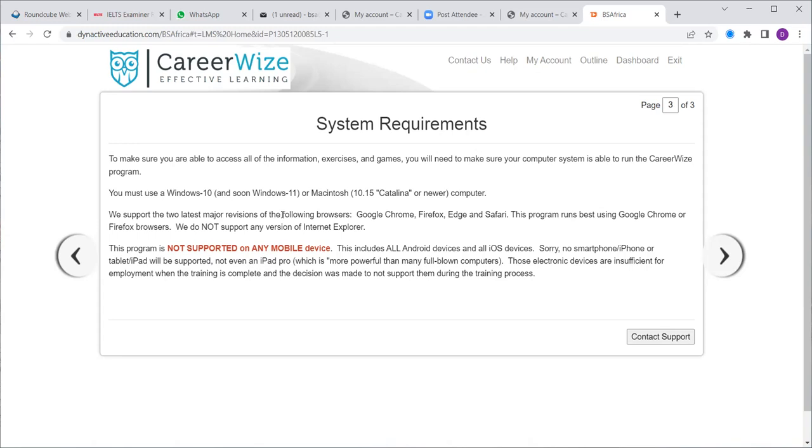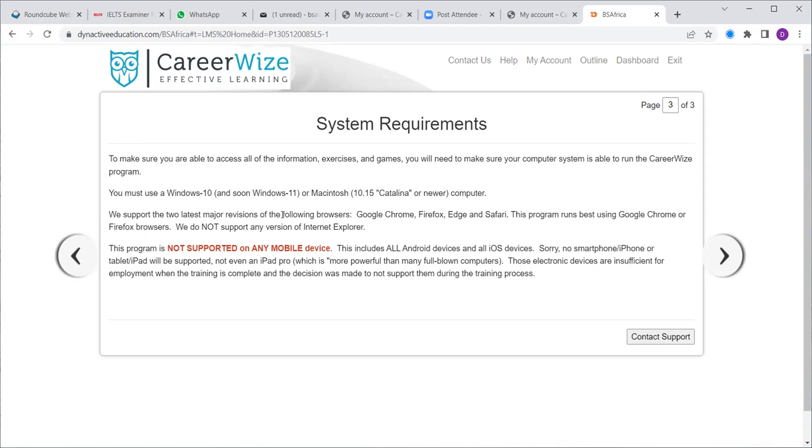This program is not supported on any mobile device. This includes all Android devices and all iOS devices. Sorry, no smartphone, iPhone, or tablet, iPad will be supported. Not even an iPad Pro, which is more powerful than many full-blown computers. Those electronic devices are insufficient for enrollment.